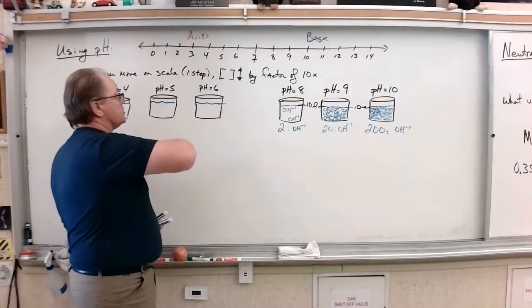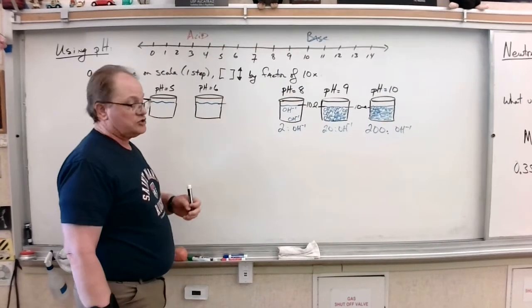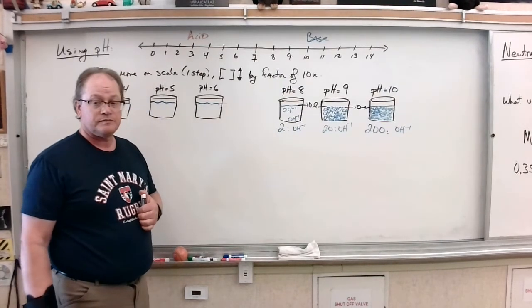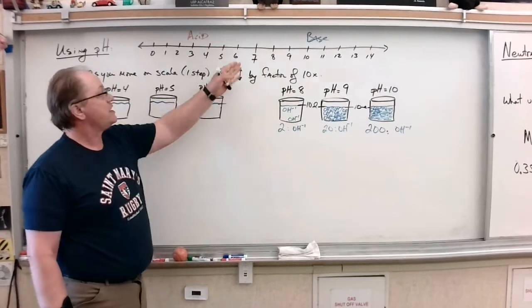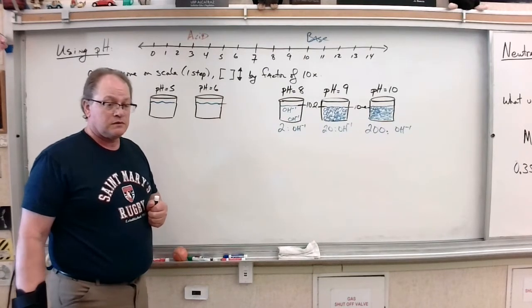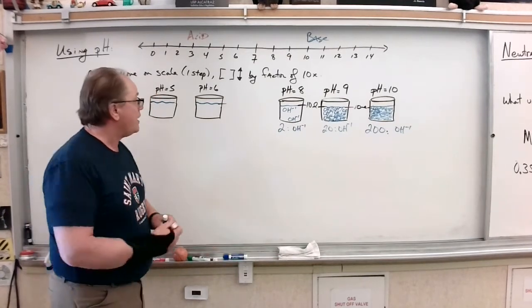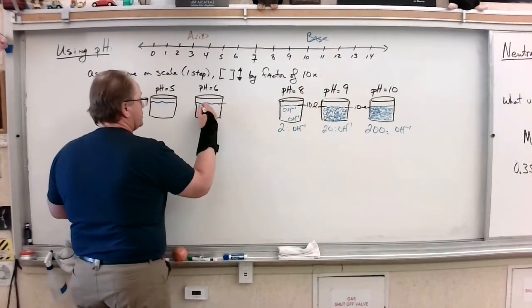All right, let's go to the other side. Let's go over here to a pH 6. pH 6 is an acid. It's less than 7. Acids are things that donate hydrogen ions. So acids would be represented by hydroniums, right?